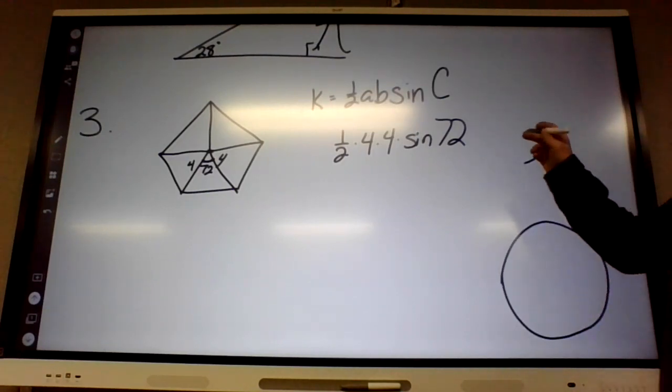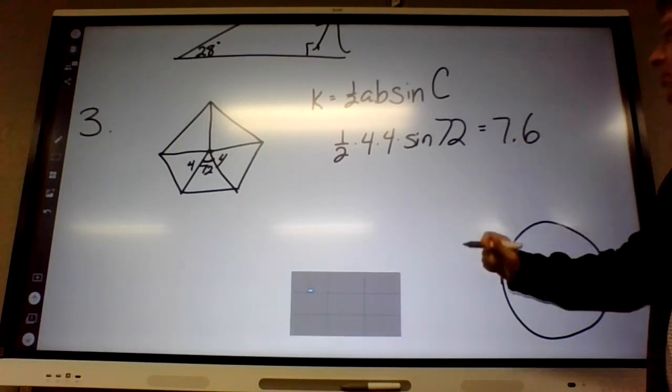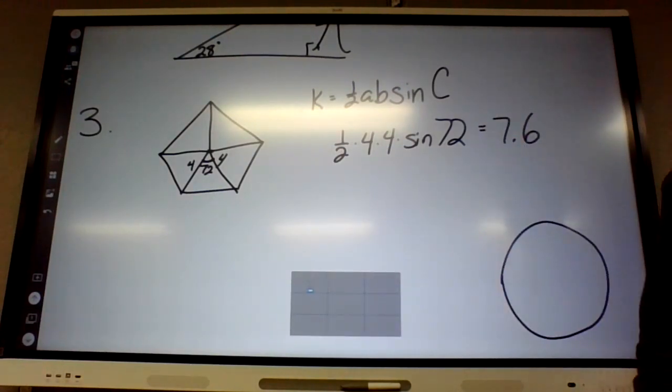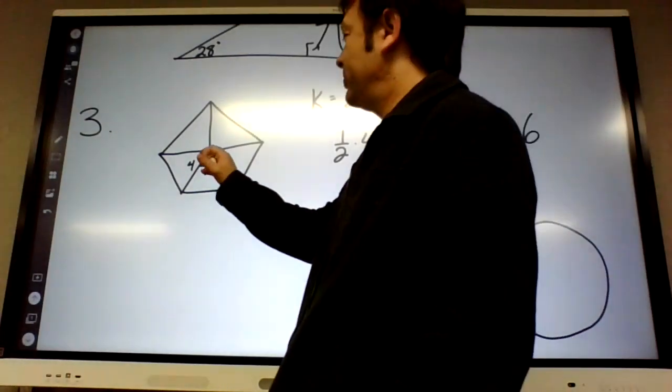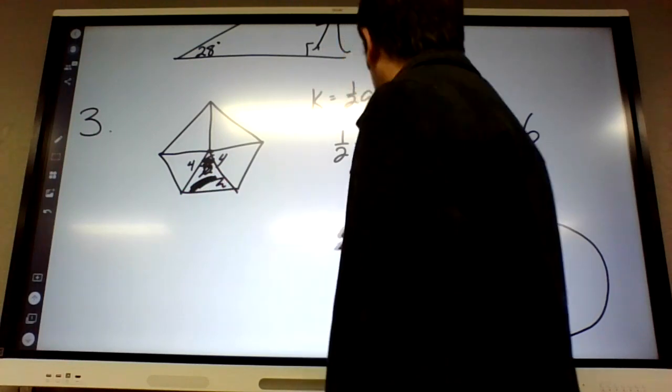Alright, is that the answer? No. What did I do wrong? That's the area of the little goofy eye triangle. Okay, yeah, we found the area of one triangle, so how do we fix it? Times 5.